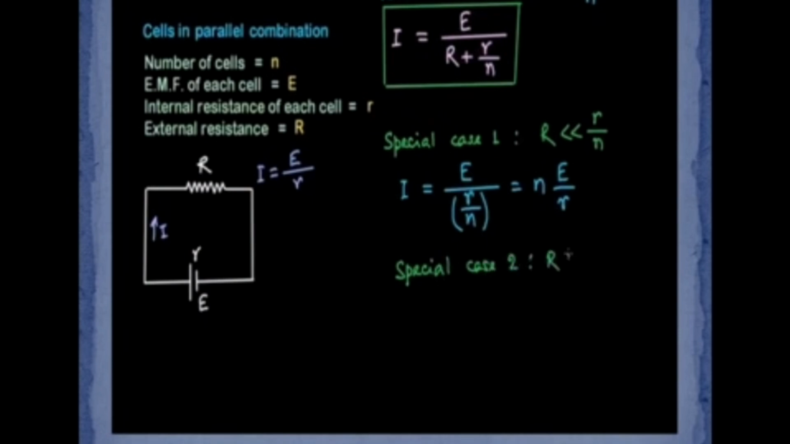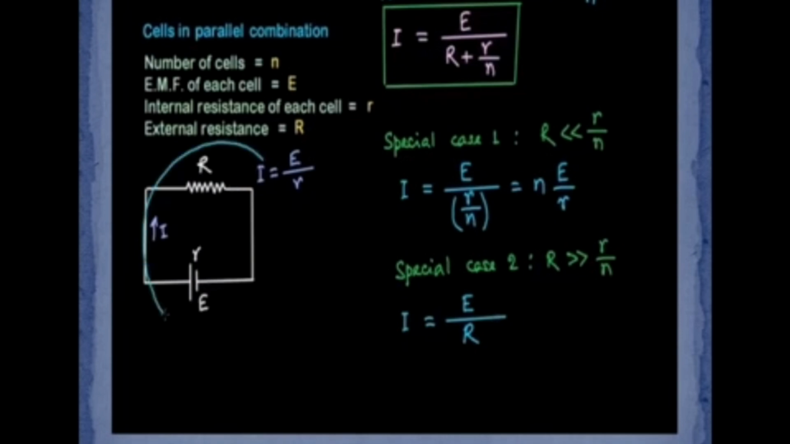Suppose here first one is R is very much smaller. Now we can take R, capital R, that is external resistance, very much greater than r by n. So what will happen? That equation I equal to E by R plus r by n, so r by n is very small. So we can take it as 0 in that equation. So we can write I equal to E by R. According to Ohm's law, I equal to V by R. So here that r by n becomes 0 because that is very small. That's why I am writing I equal to E by R.